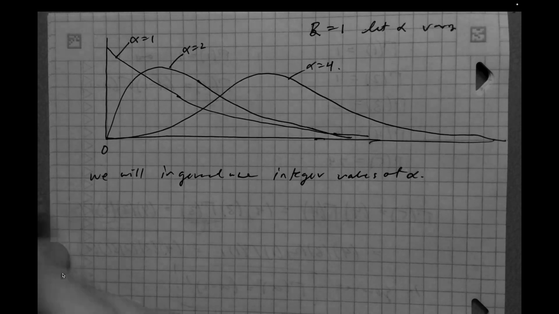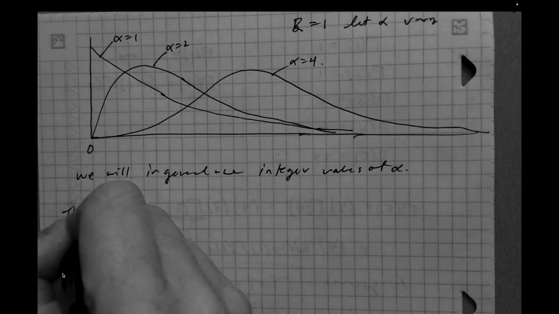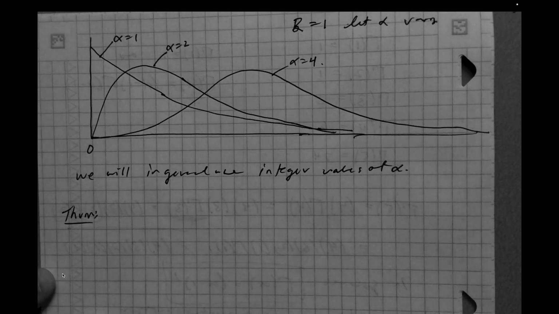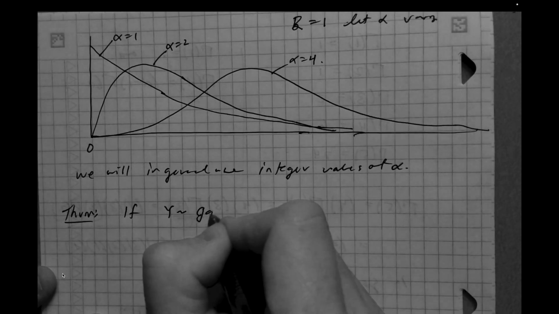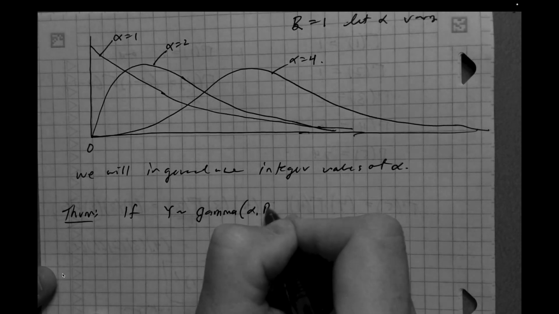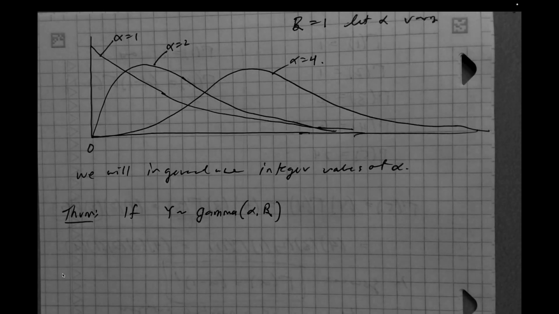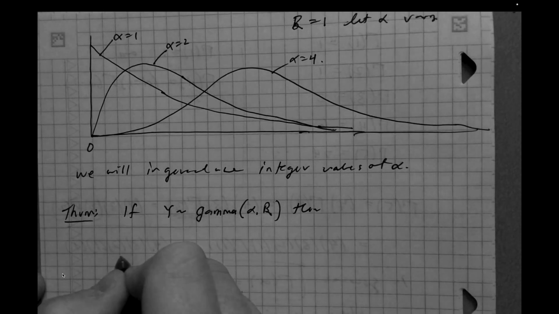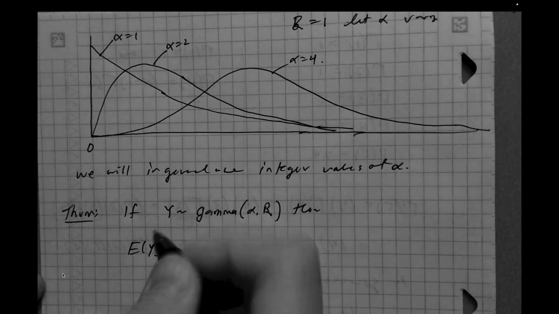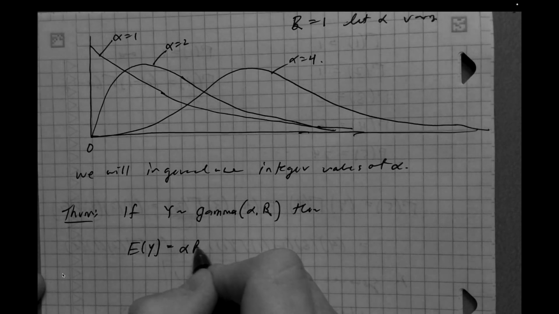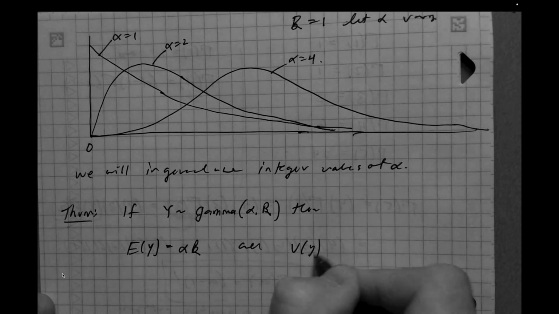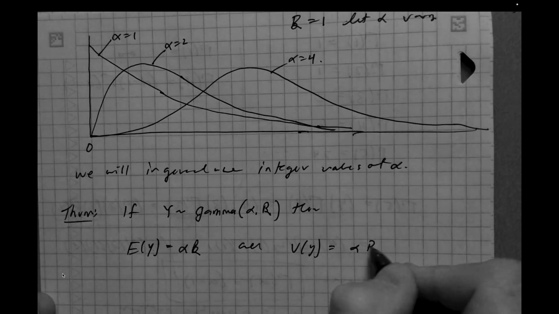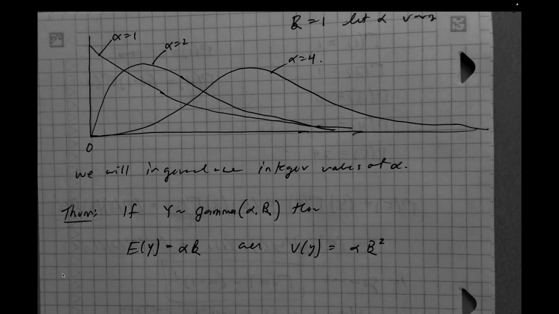Okay, let's take a look at the mean and the variance here. So if y is gamma alpha beta, then the expected value of y, the mean, is just equal to the product of the parameters, alpha times beta. Nice. And the variance of y is equal to alpha times beta squared. Amazing how simple that is.